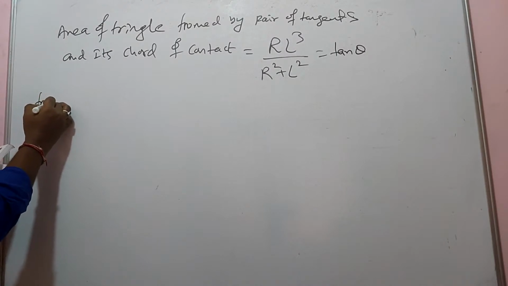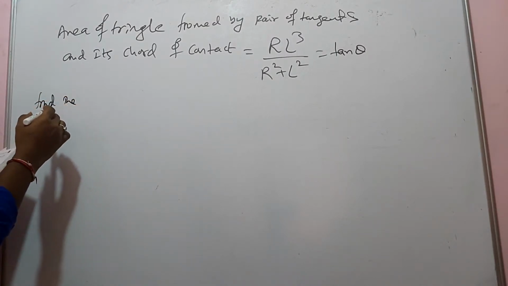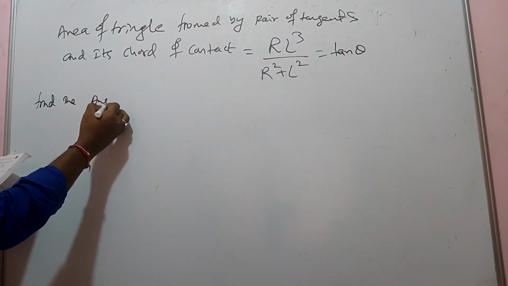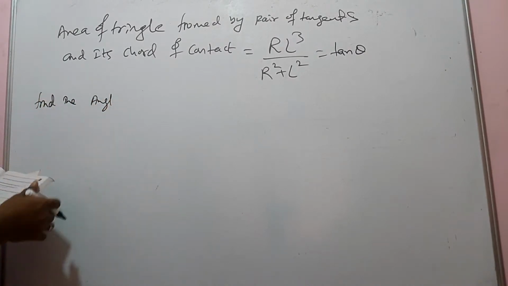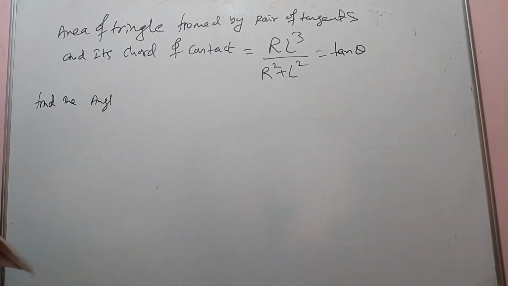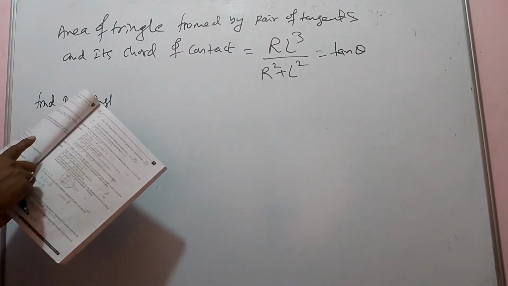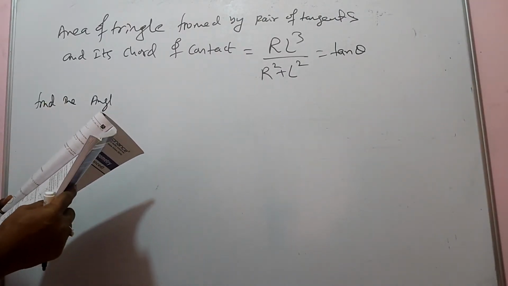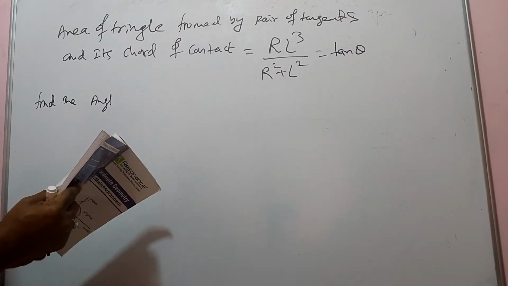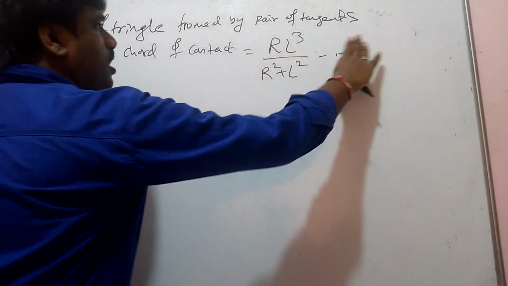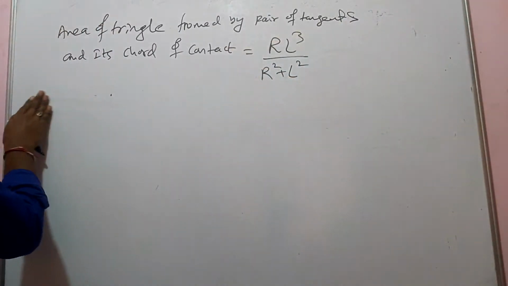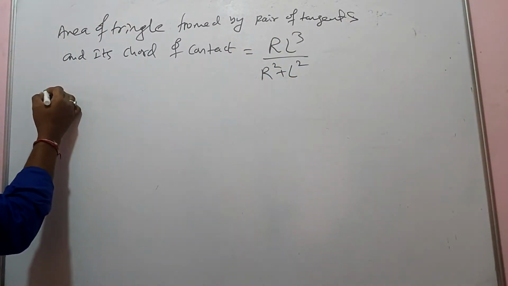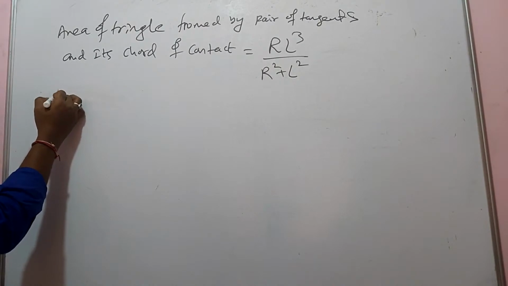Find the angle. Area of the triangle I wrote. Oh, sorry. Wait. What I wrote and what I am explaining. I wrote something different, right? Let me see once again. The area of the triangle formed by is r L cube by r square. This is area, not angle. Sorry, area is this formula. What is the angle formula?